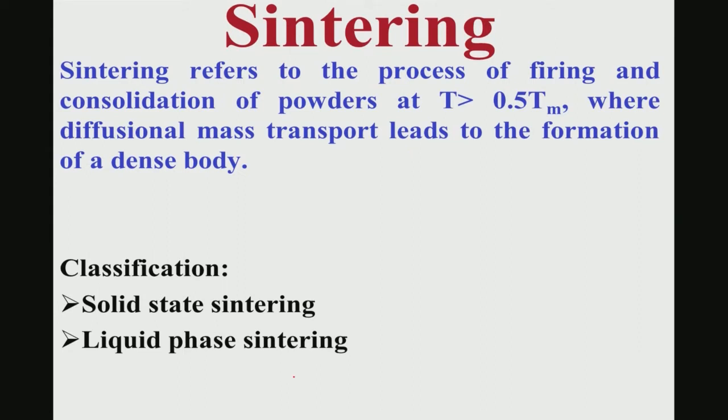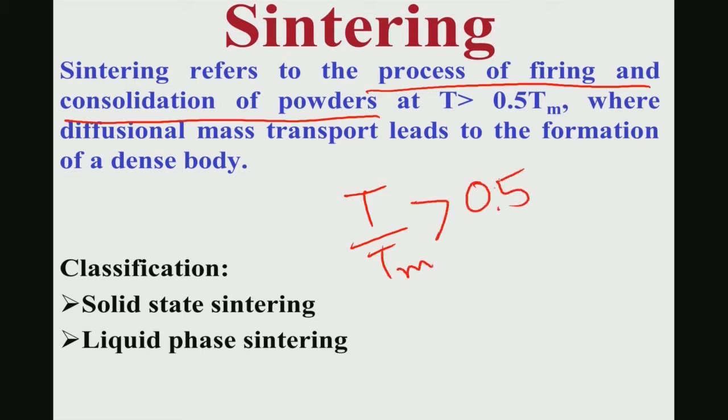After the green compact, you need to consolidate this compact, and that process is called sintering. So, sintering is the process of firing and consolidation of powders at a temperature T greater than 0.5 Tm. So, you can see that T by Tm greater than 0.5 is a kind of unique temperature, where the earlier bulk metallic deformation processes like rolling, forging, extrusion, all these processes are much more effective at hot working conditions, like when the actual temperature of processing is greater than 0.5 Tm.